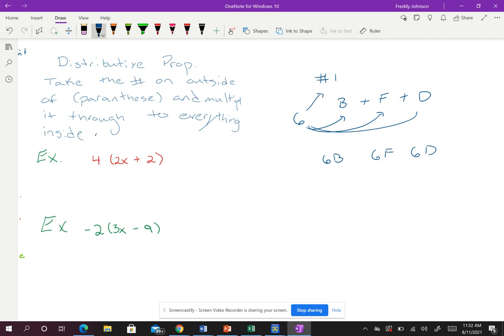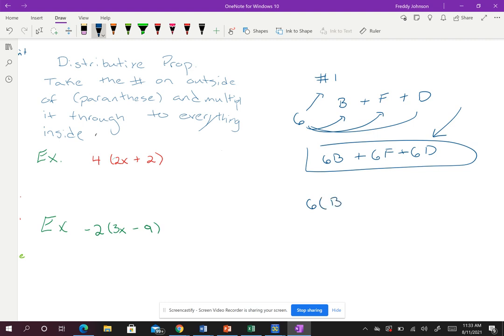And really, that's what we're doing here. We're saying, hey, I got 4 of these 2x plus 2s. That means I got 4 2x's and I have 4 2s. That's where the distributive property comes in. The biggest mistake that people make is going back to over here. We know I should have 6 burgers, 6 fries, and 6 drinks.